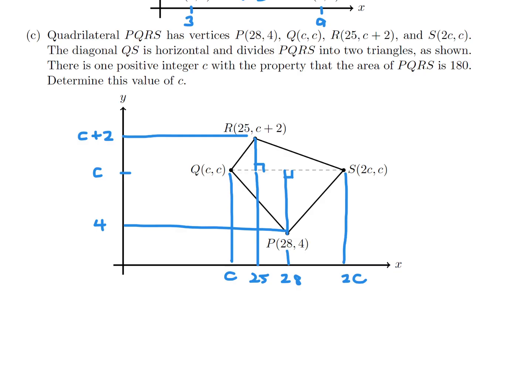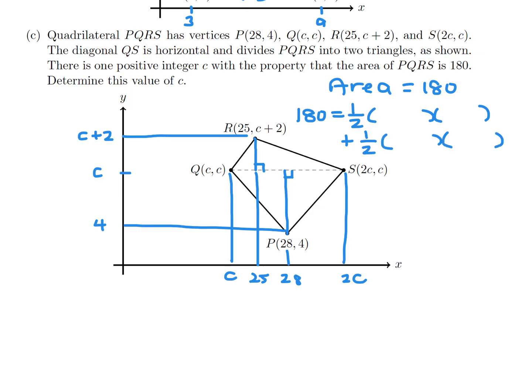Okay, so the area of this whole thing is 180. So that basically is two triangles. The first 1/2 base times height, and then the second 1/2 base times height. So let's see what those bases and the heights are. Let's concentrate on the top one. The base is from here to here, so that looks like 2C minus C. The height is from here to here, so that looks like C plus 2 minus C.